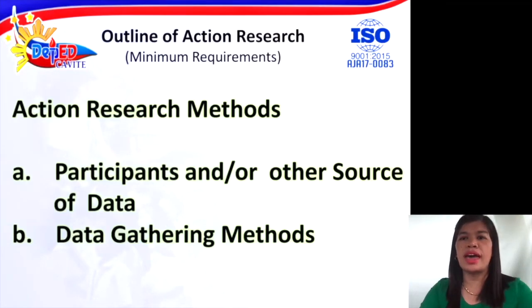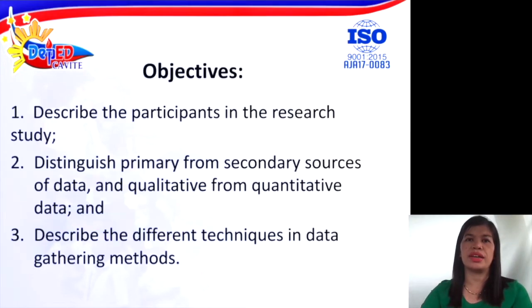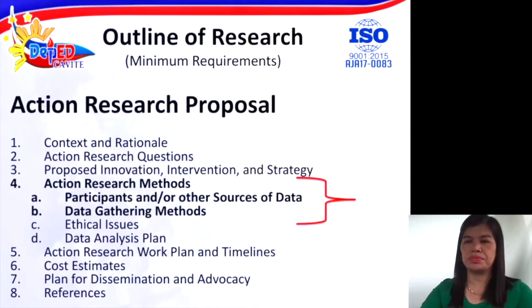So I'm going to discuss the two subparts of action research method, the participants and other sources of data, and also the data gathering methods. So we have three objectives for this session. First, describe the participants in the research study. Second, distinguish primary from secondary sources and qualitative from quantitative data. Then the third is describe the different techniques in data gathering method.